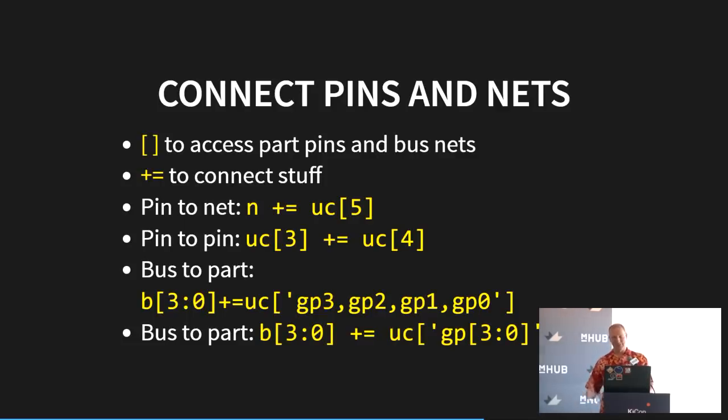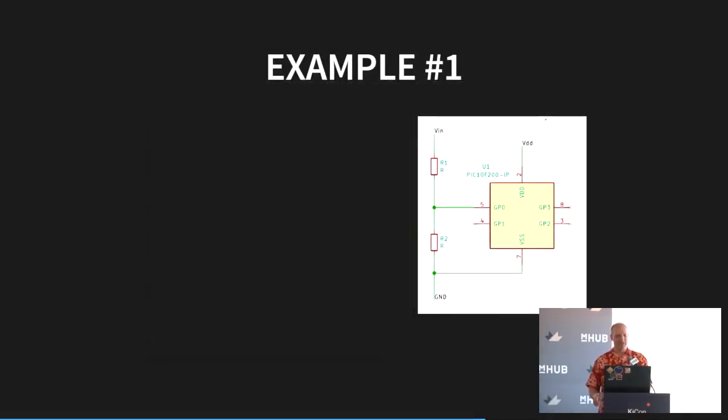You could go and probably write good linear SKiDL right now just knowing that. So let's do an example. This is a very simple voltage divider that is taking an input voltage, dividing it down, and then applying that to the analog-to-digital converter pin of a PIC10F200. I tend to stay with the PICs in these examples. I'm not quite sure why. I'm going to do that in SKiDL.